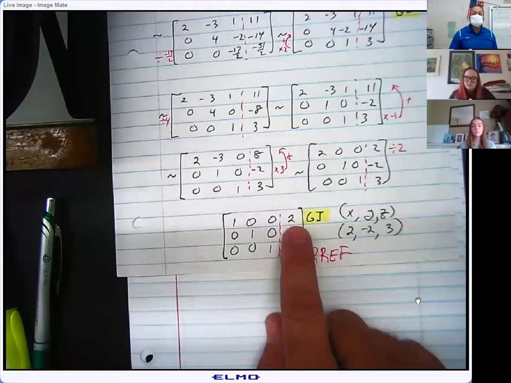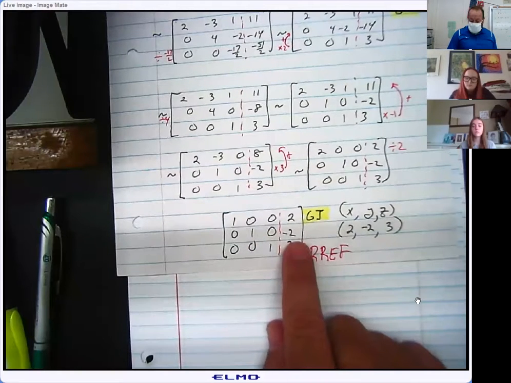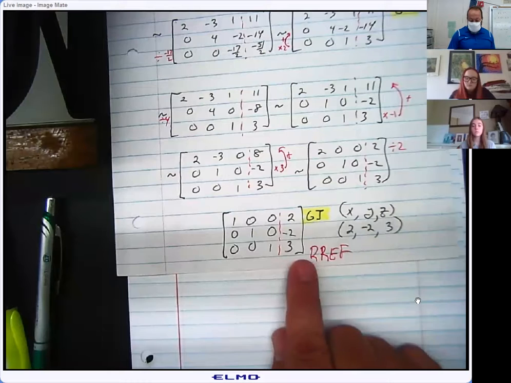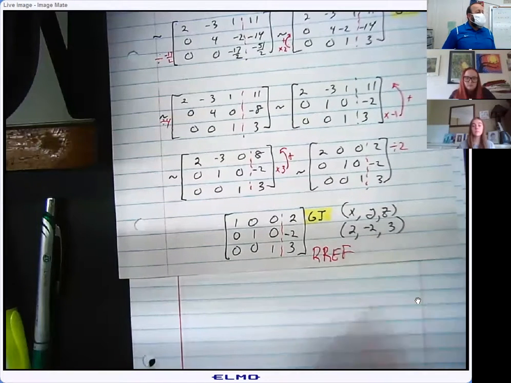1x is 2. And that 1y is negative 2. And that 1z is 3. And there's my X, Y, Z. Do you guys want to relive that little piece of Algebra 2? I don't think you do, because I don't want to relive it either.